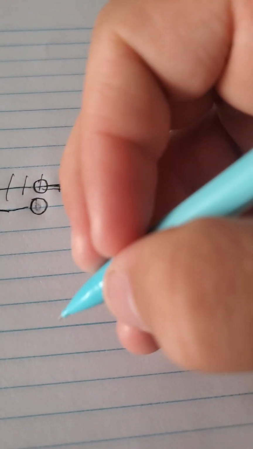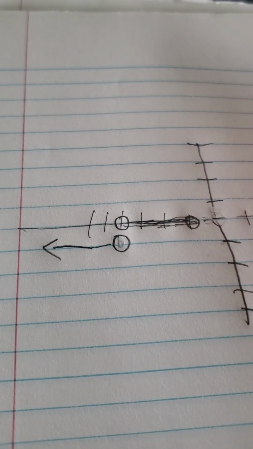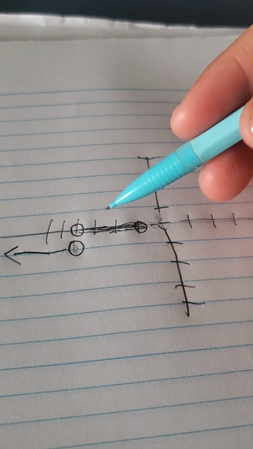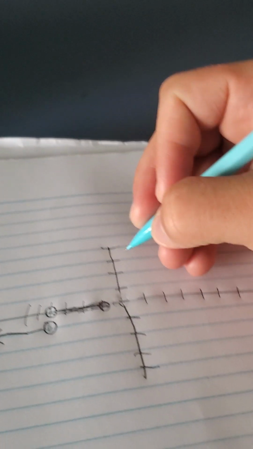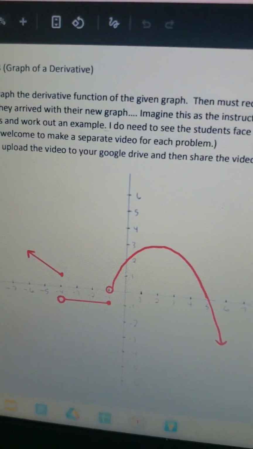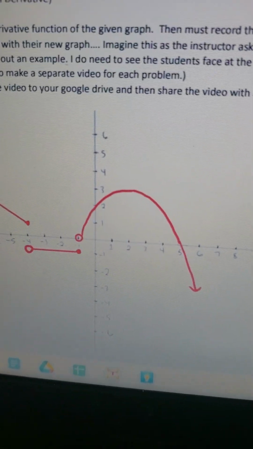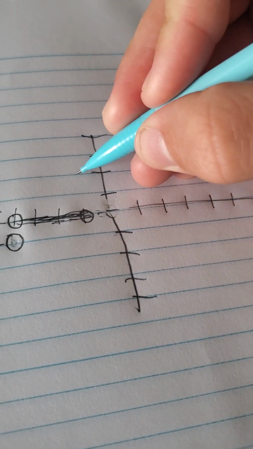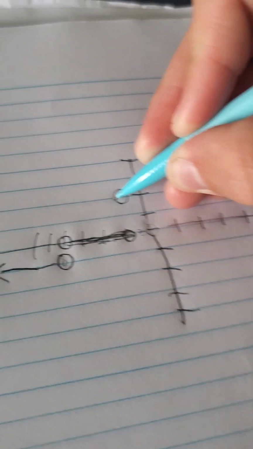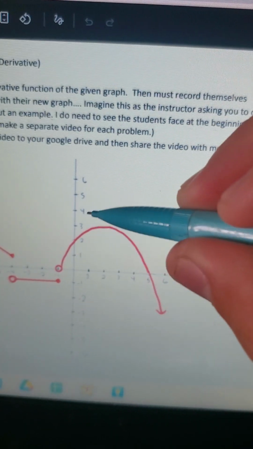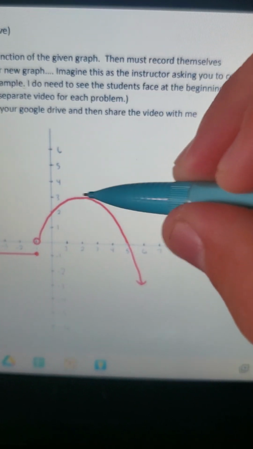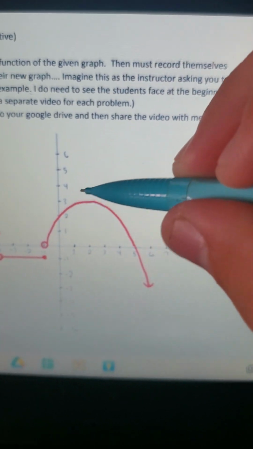So we know that this will start positive, but then it will go down for this derivative. It appears that it starts out being about 2, so we will start here, and then at x equals 1, because it goes up 2 over 1 and then up 1 over 1.